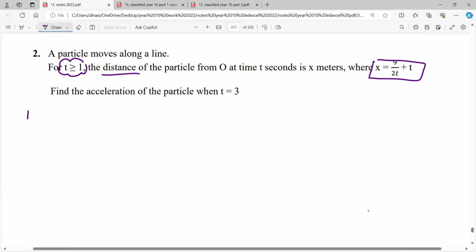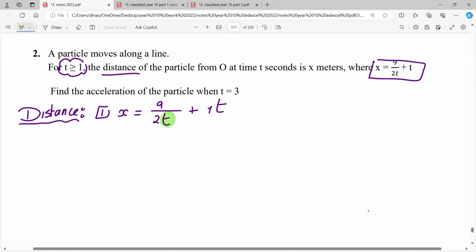So let's just write it over here. This is the distance given as x equal. In the question above it was given as s equal, so it doesn't matter. So x equals 9 over 2t plus, I'm just going to focus on the fact that this t by itself could be written as 1t. Now as you can see, it can put a denominator under the letter, we explained this in the part 3 video I guess.